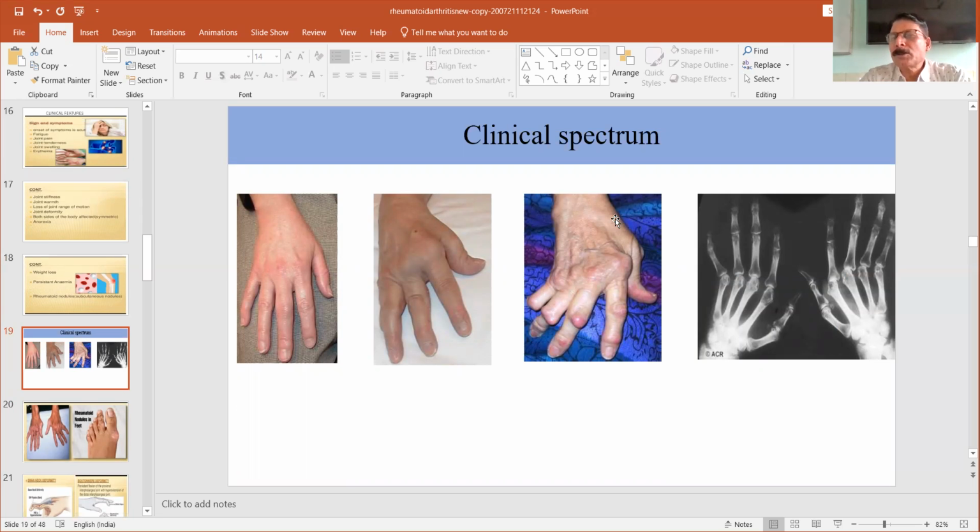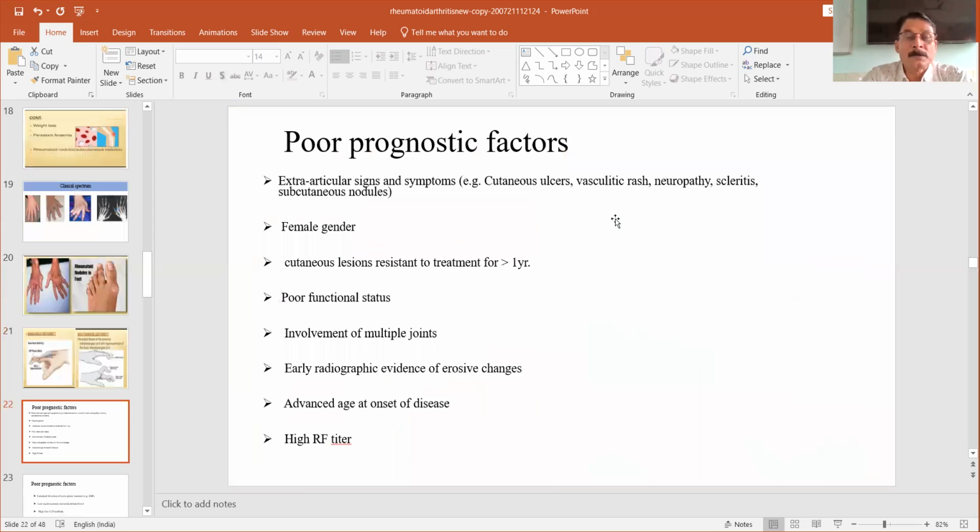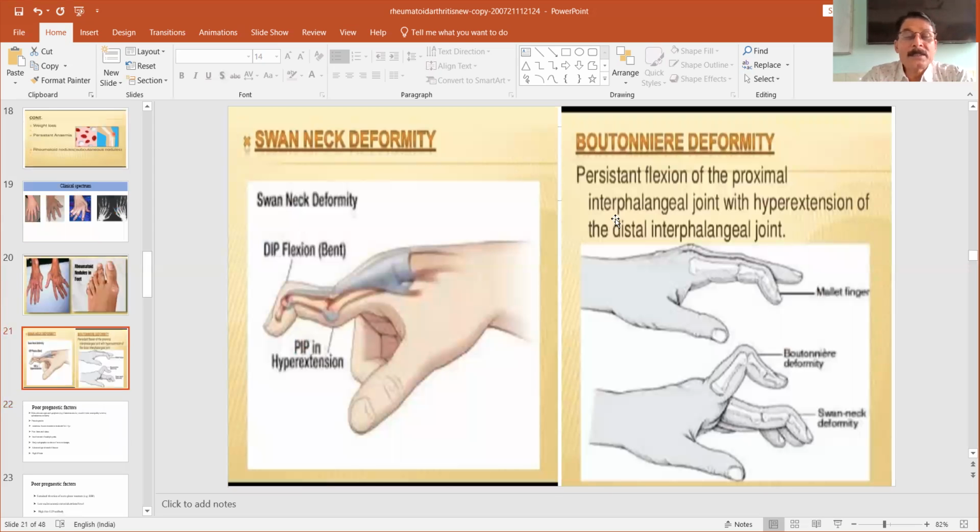Ultimately, all this is a consequence of the destruction taking place inside the joint and the deforming force working on it, which leads to some sort of deformity. So these deformities, as you all know, are very important. You should know them from the clinical point of view. These are the deformities we know. You have to know them, and we are not going to talk about this further.